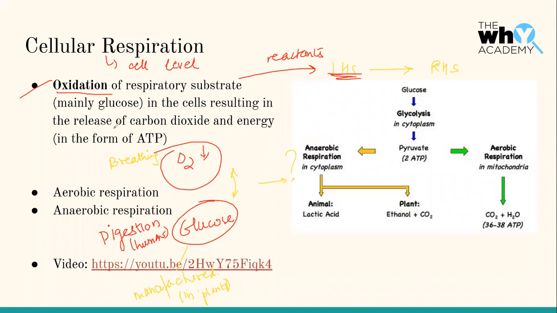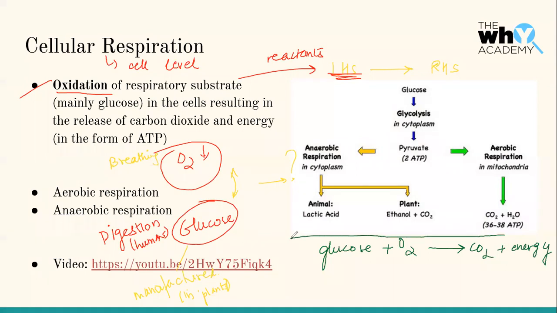Basically, it is the oxidation of respiratory substrate, which is glucose in the cells, resulting in the release of carbon dioxide and energy in the form of ATP. So this is what happens. You have glucose and you have oxygen, and this is going to give you carbon dioxide and energy. This entire process is what is called cellular respiration.